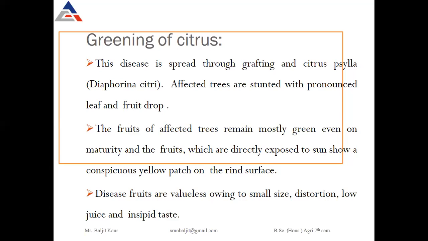So these fruits which are directly exposed to sun show a conspicuous yellow patch on the green surface. So these fruits remain green, and sometimes they may show some yellow patch. Diseased fruits are valueless owing to their small size, distortion, low juice, and insipid taste.